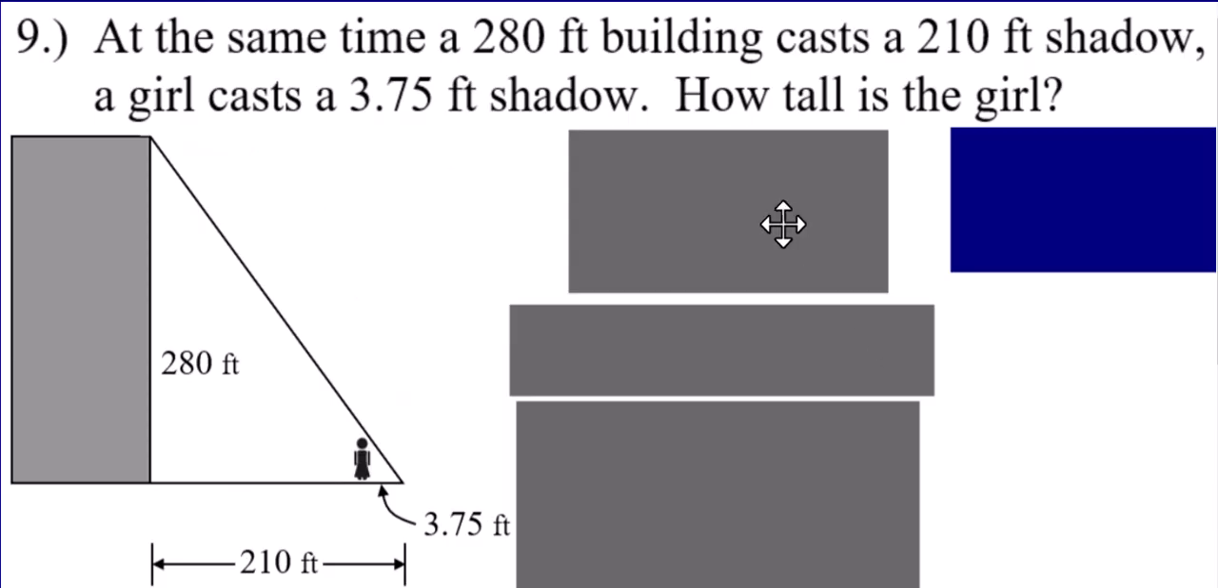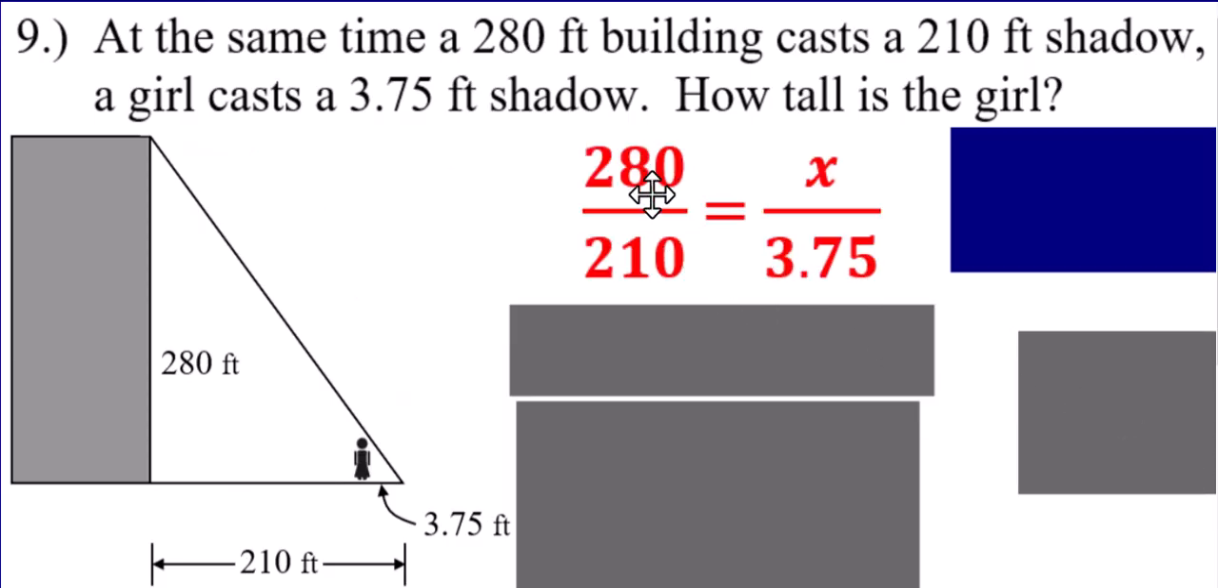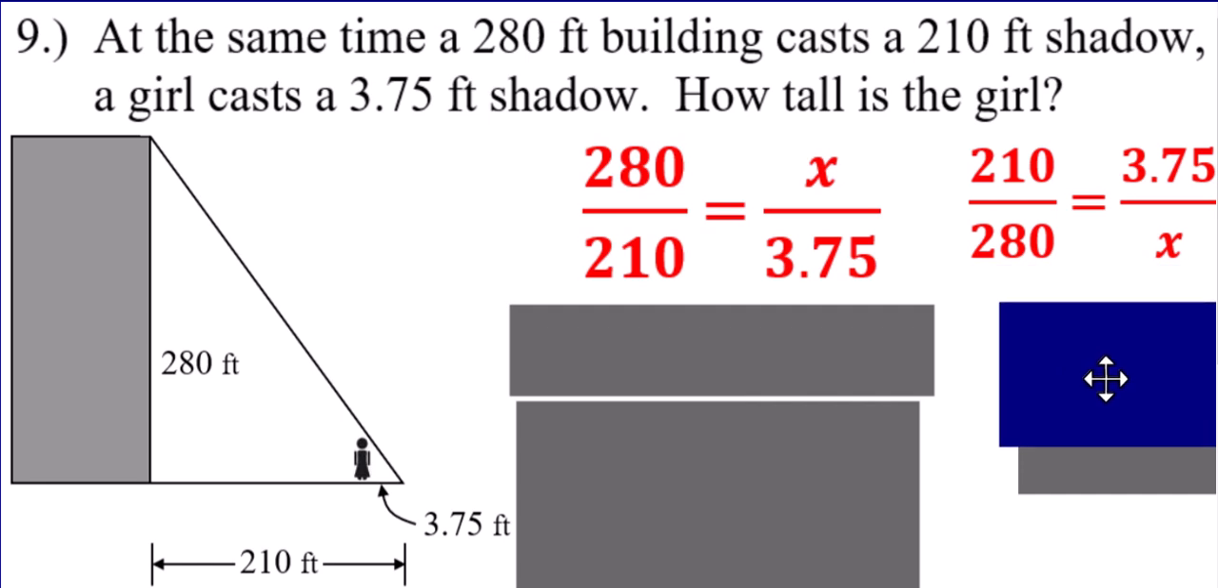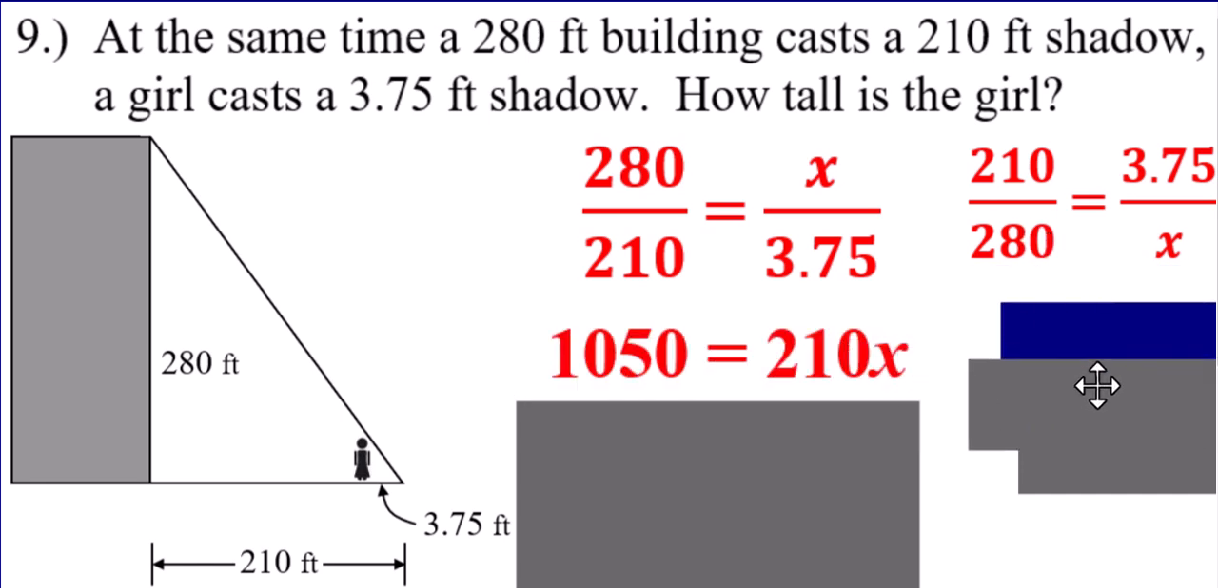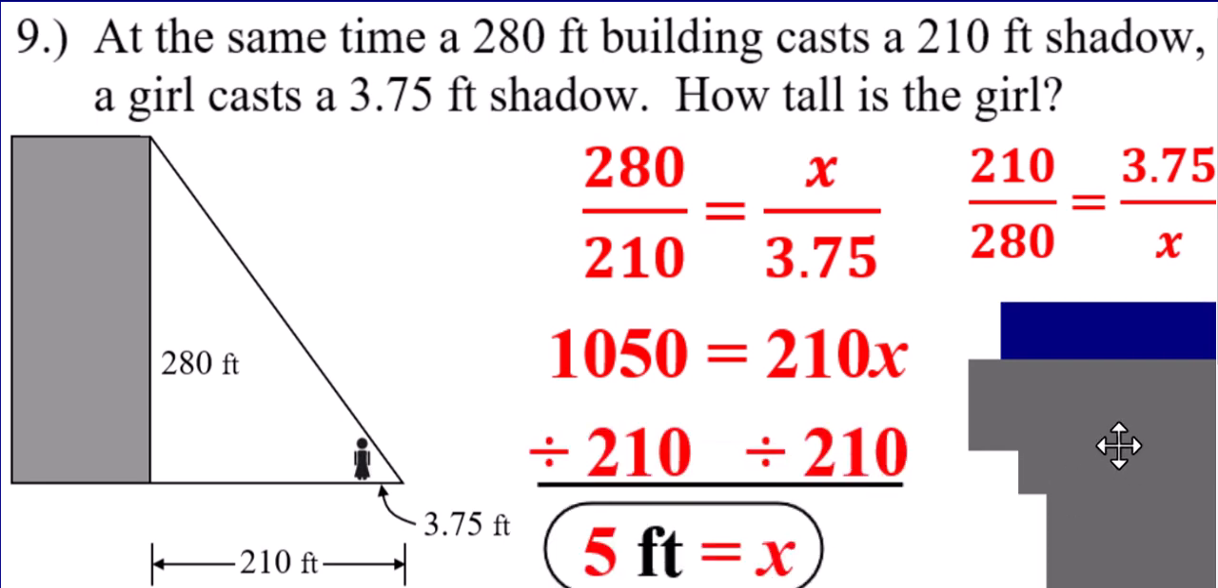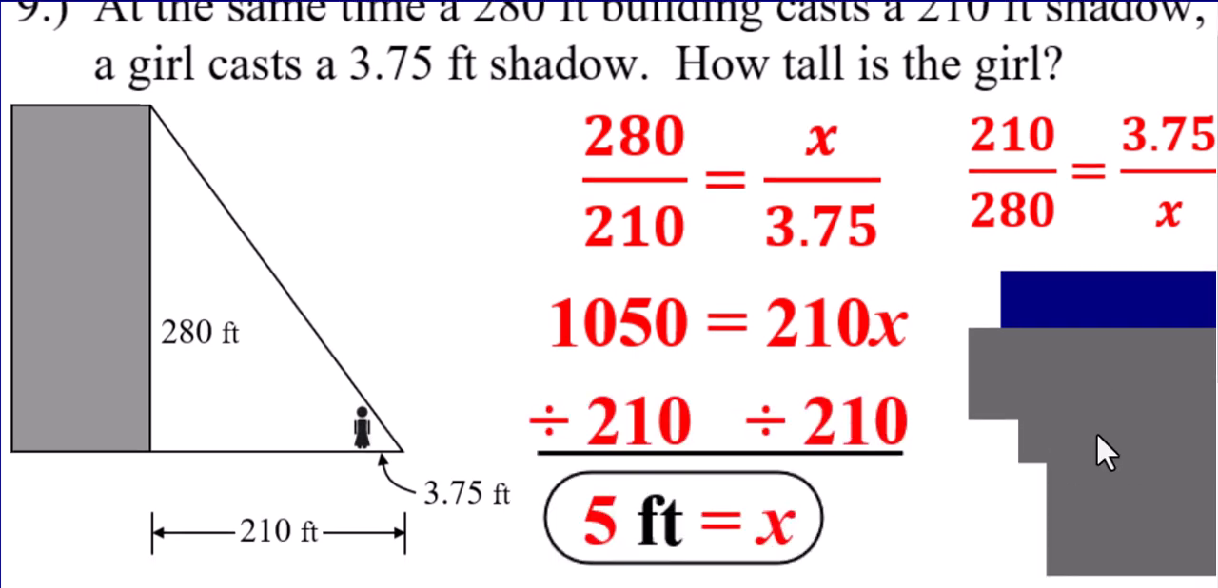And finally, problem number 9. You're either doing 280 over 210, and then the unknown side, which you can call x or h for height, or g for the height of the girl, or t for how tall. I don't care what letter you picked. I just picked generic x for the height of the girl, over 3.75 for the distance of that shadow, or you could flip-flop them. Same thing. Cross products rule probably on this problem. And divide, and you'll get a nice whole number answer of 5 feet for the height of the girl.